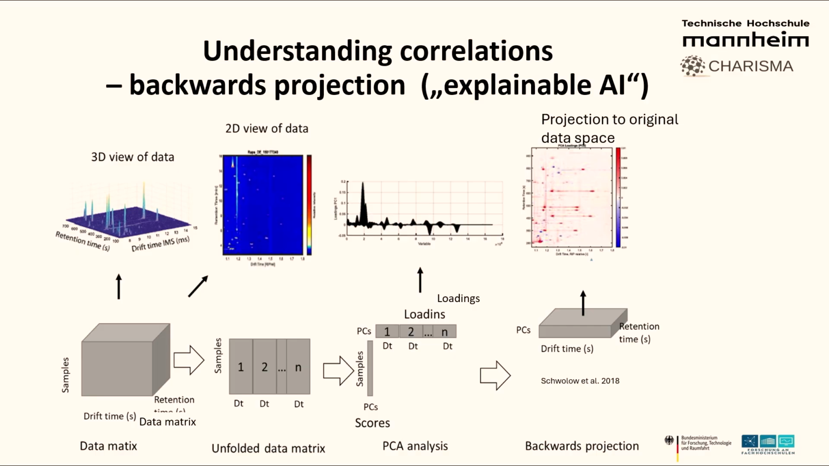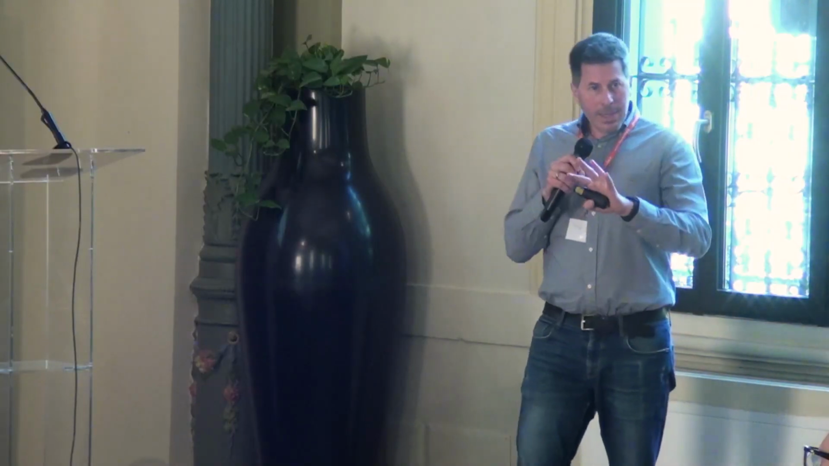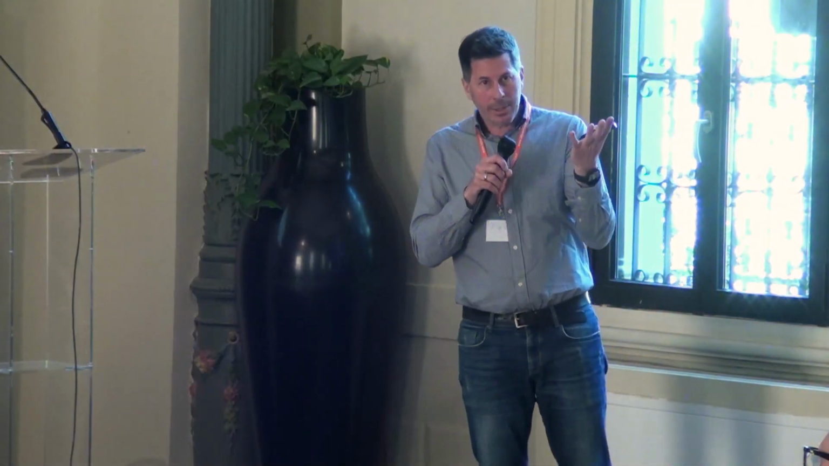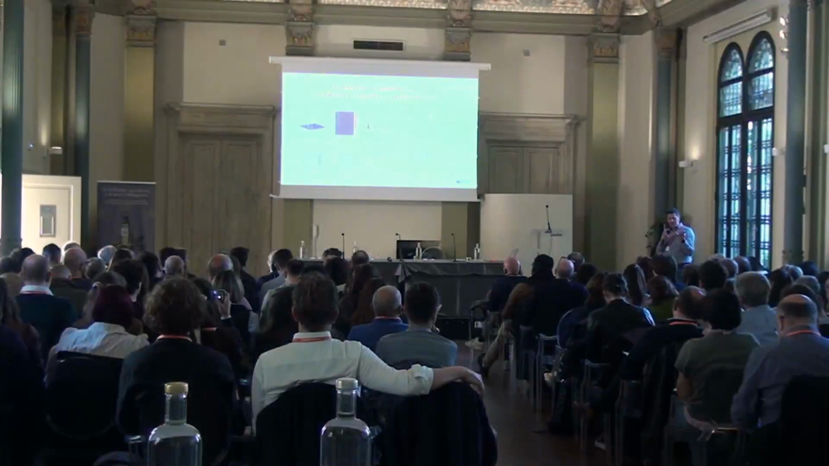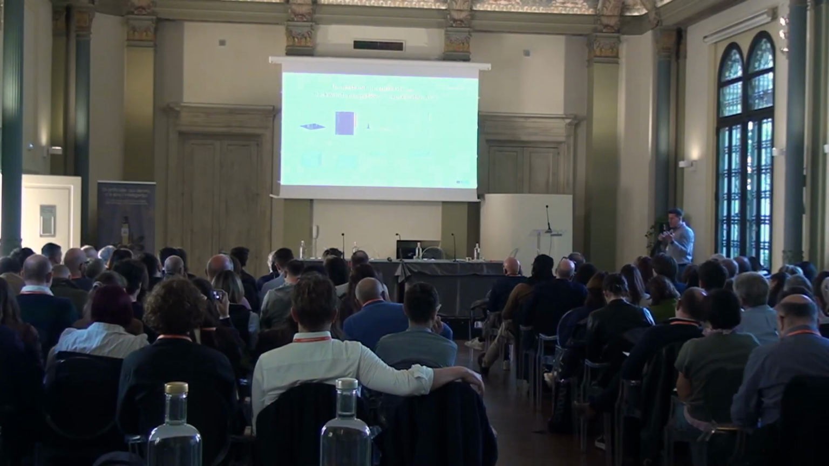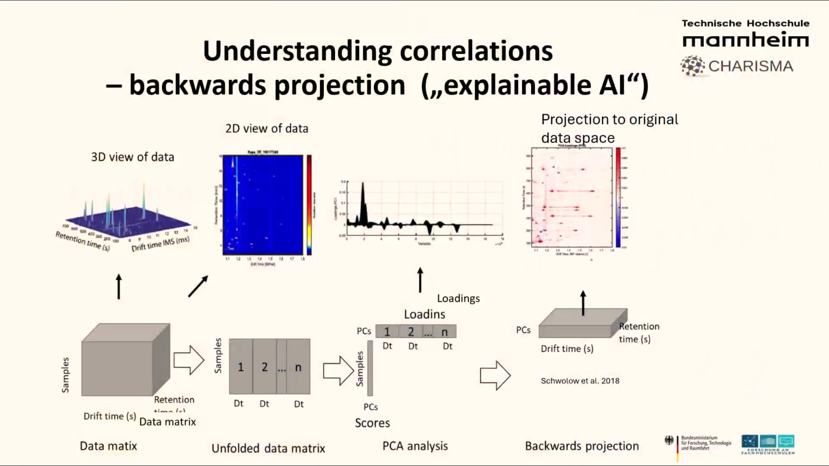So this is just a very simple example of what you can do with a reasonable strategy when you generate data, like you did a lot of PCA, you did also MCR, and all of that data can be backwards projected into the original data space. The interesting idea behind that, although it sounds complex, is that you get the original data space, retention time and drift time, with the information that comes from data analysis. So you now see exactly in the original data space what happens with your data.